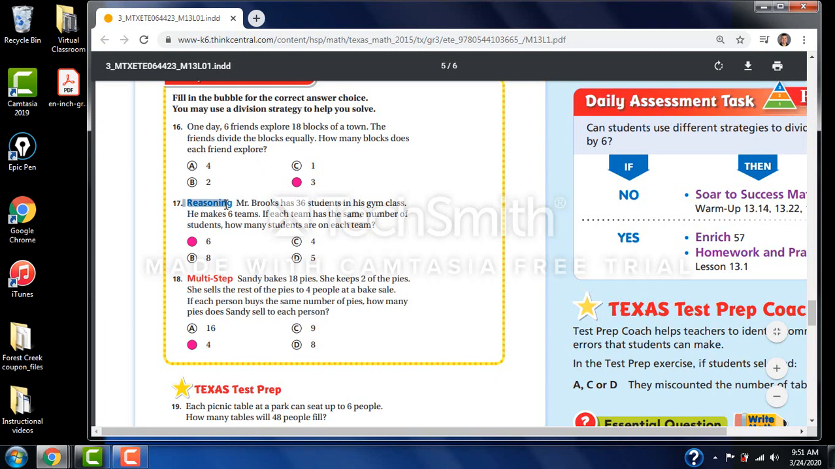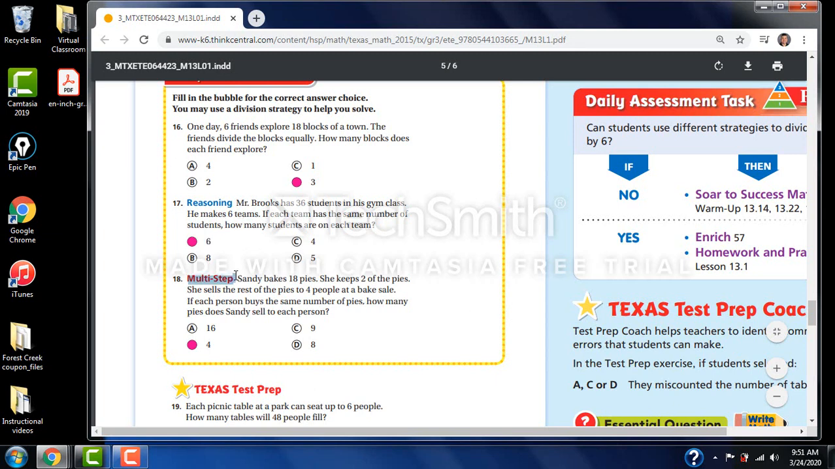Reasoning here. This is where you have to do some thinking and analyze the question. Mr. Brooks has 36 students. That's your key right there. In his gym class, he makes 6 teams. And here's your question. If each team has the same number of students, how many students are on each team? 36 divided by 6 equals 6.